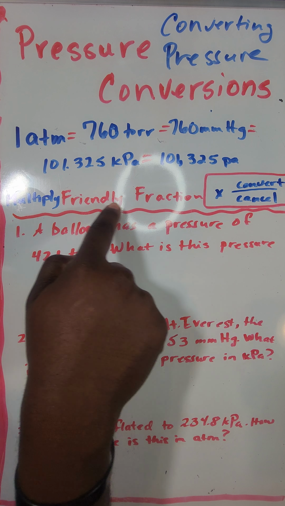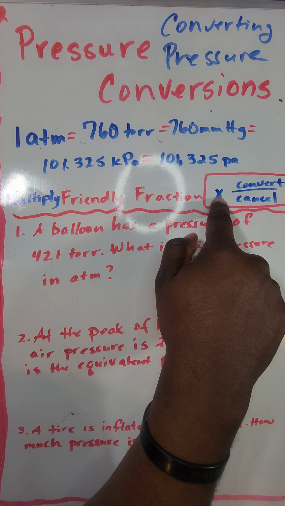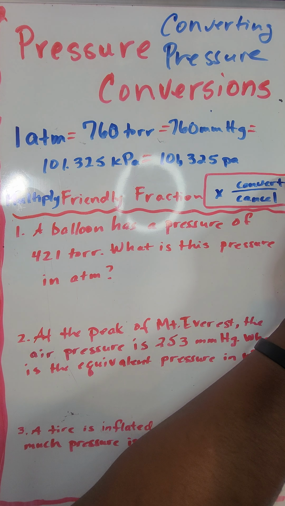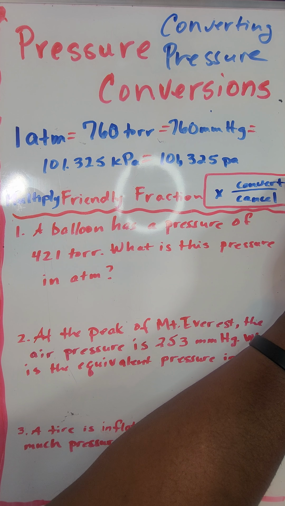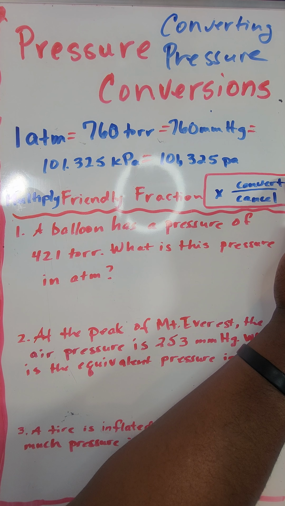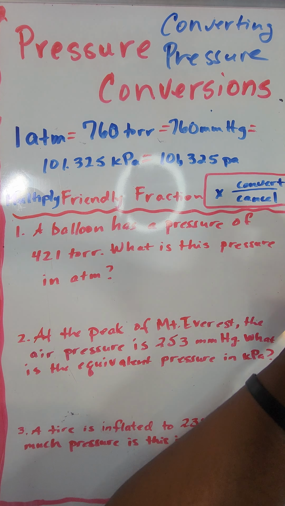We're going to multiply by a friendly fraction. On the bottom, you're going to cancel the old unit. On the top, you're going to convert to the new unit. So we'll multiply, on the bottom we'll cancel, on the top we convert. All right, let's give it a go.